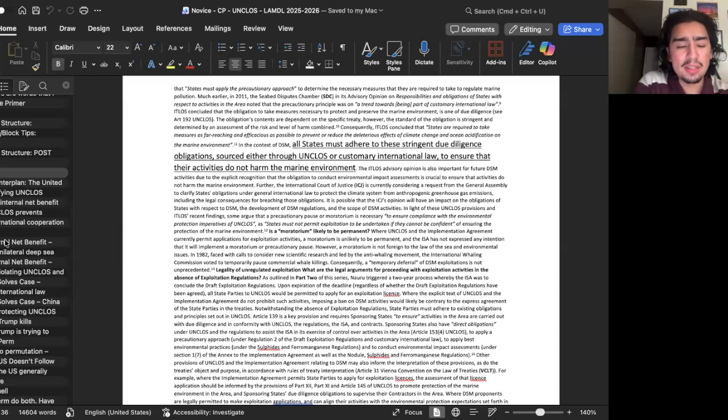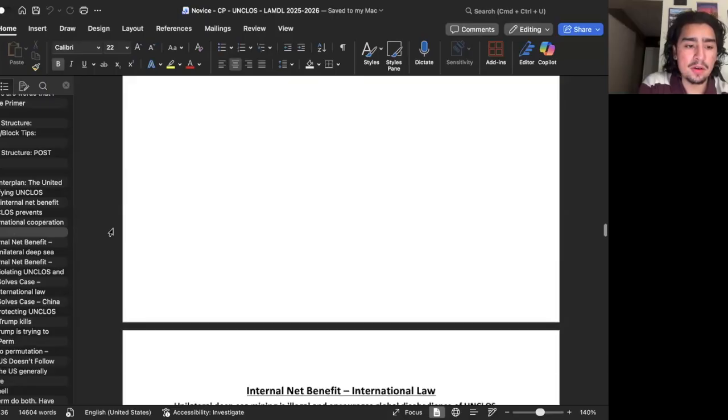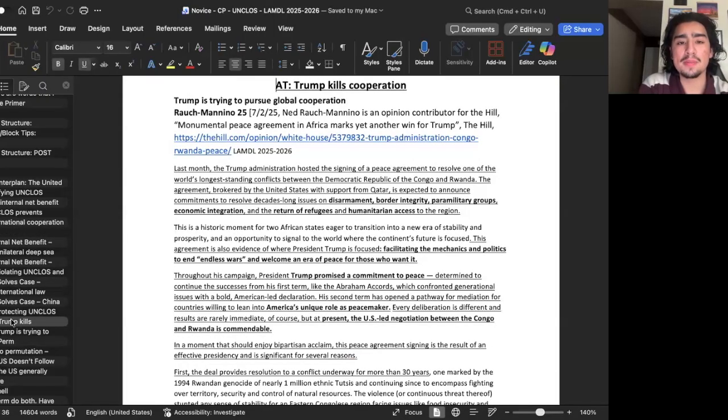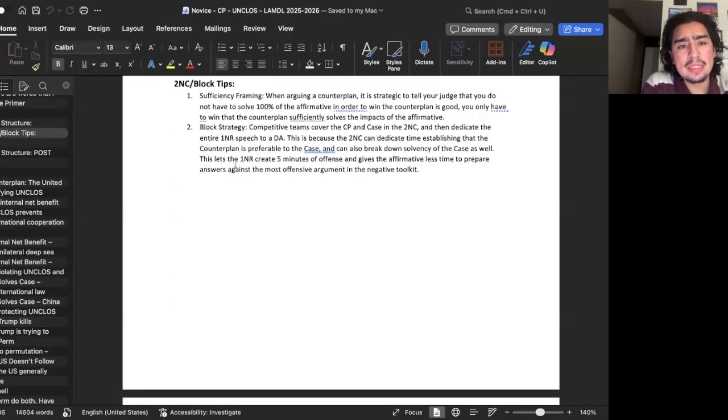Unless you read it a little bit more to understand the actual concept behind it, but that's the structure of a counterplan. The block has a bunch of other arguments that either extend the counterplan or answer certain arguments that the affirmative is going to make. But let's look at these 2NC block tips.